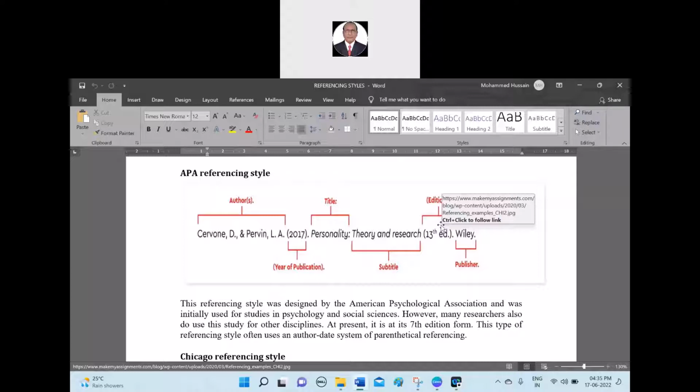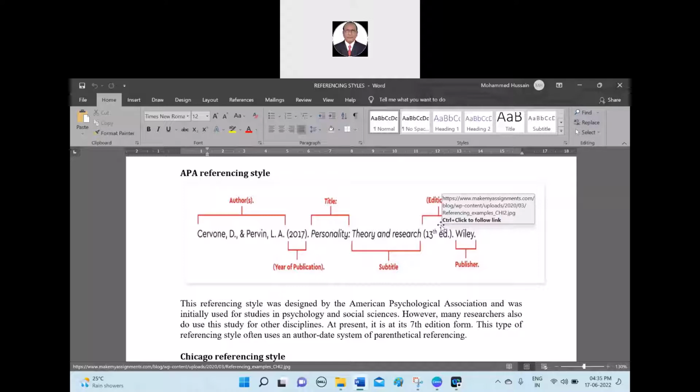But here, when you are writing the referencing, in referencing we never write square brackets. We write only circular brackets, round brackets. That's why here is a round bracket, which is immediately after the author in the APA style. Then it should be a full stop.